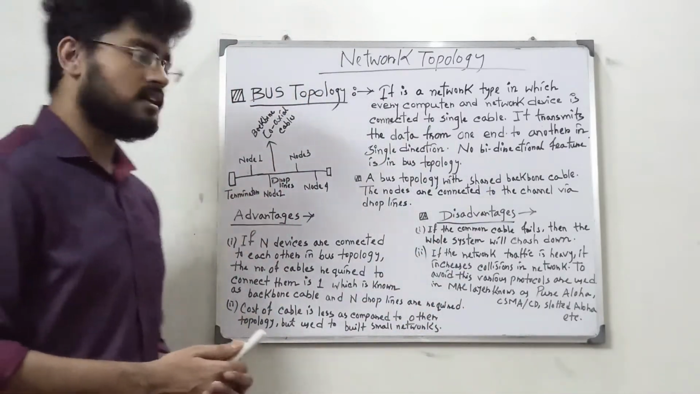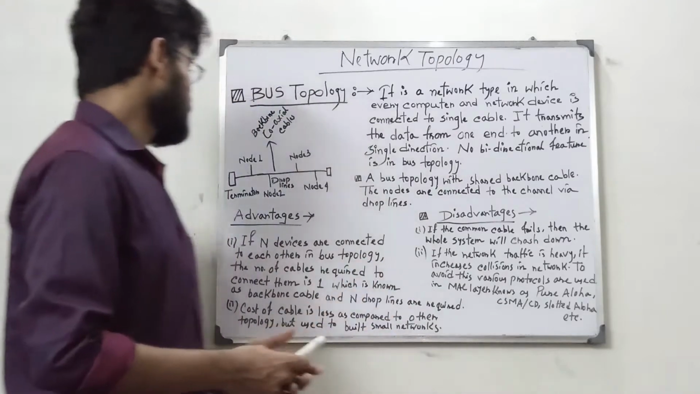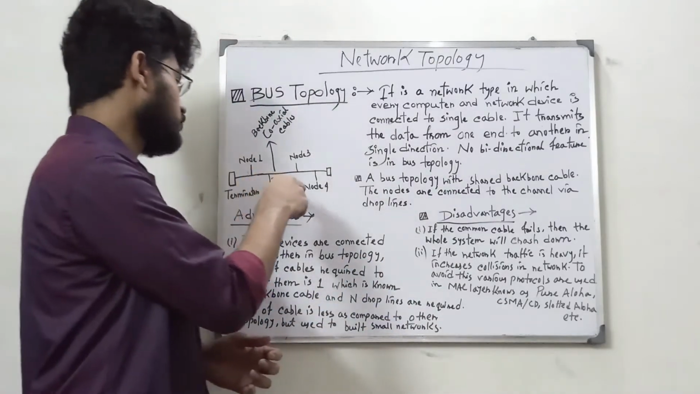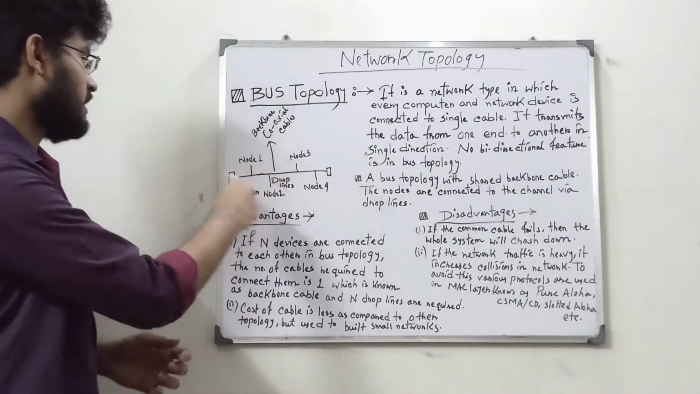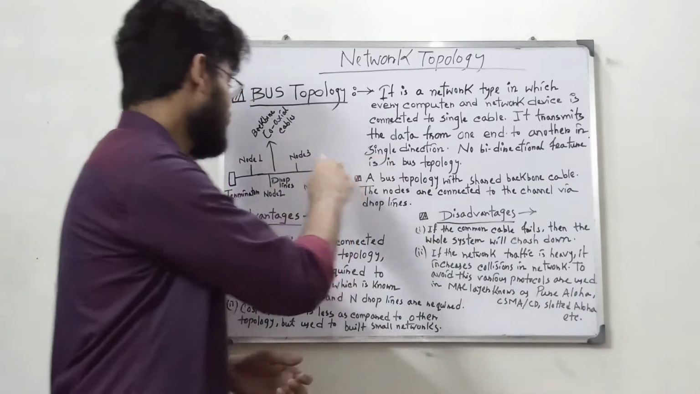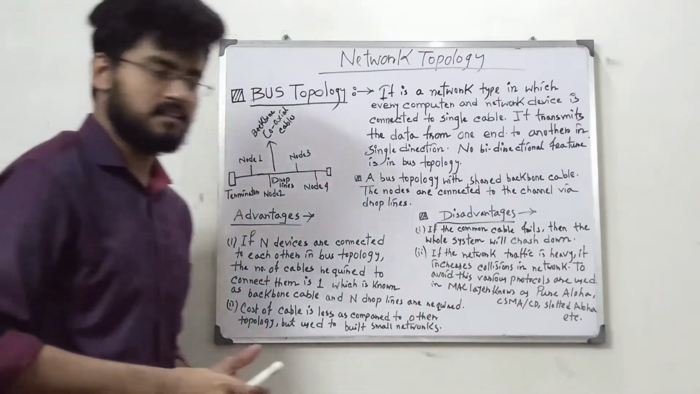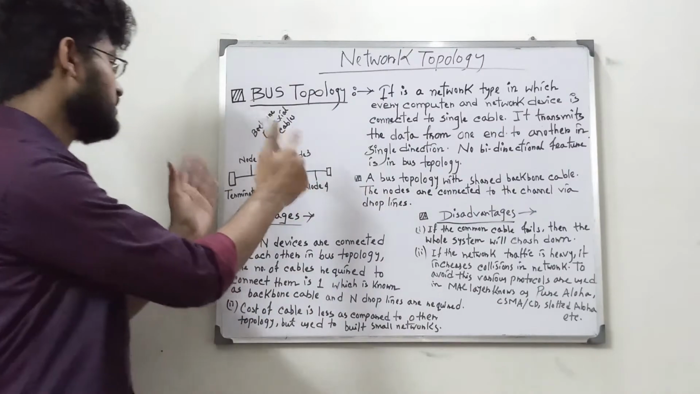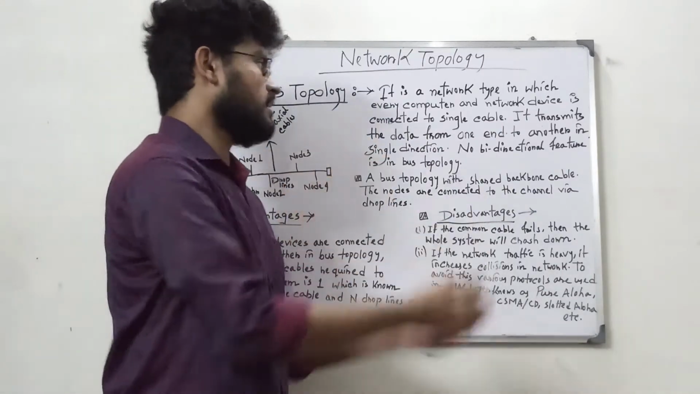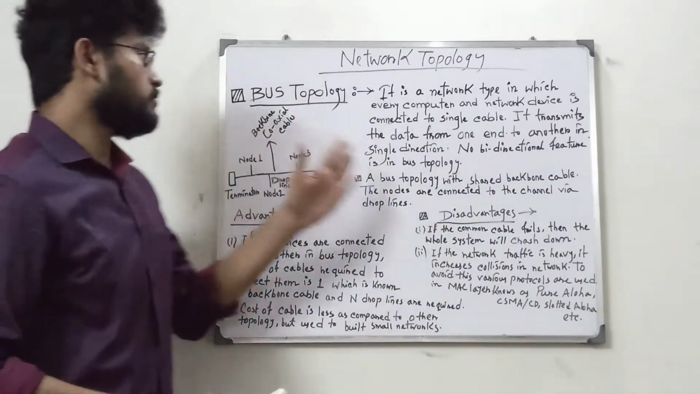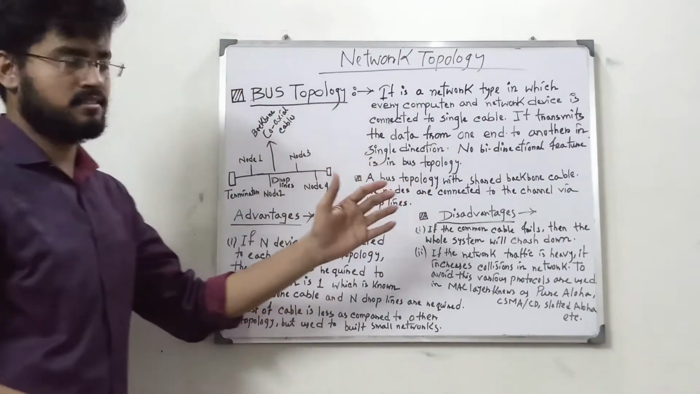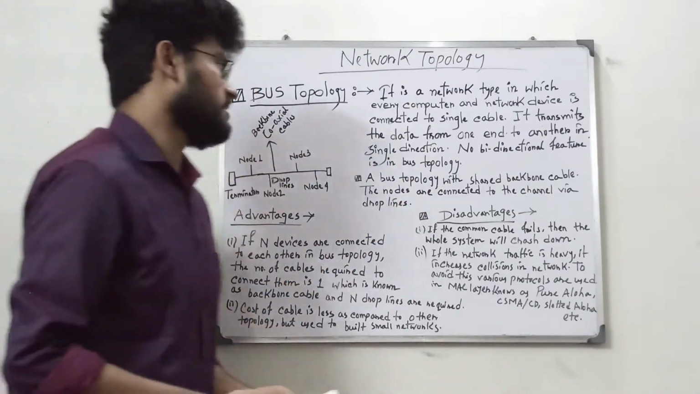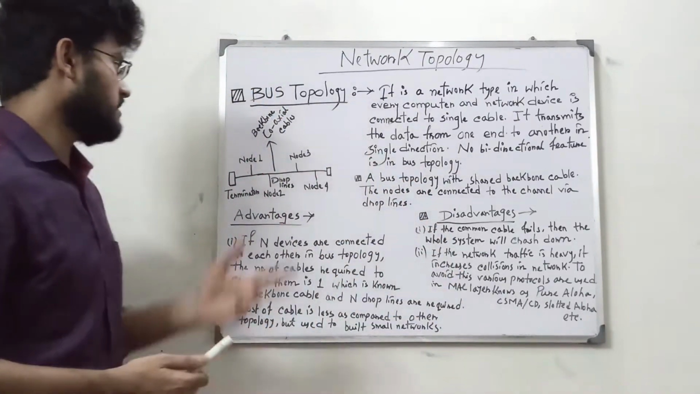We see in the diagram of bus topology that here every node, node 1, node 2, node 3, node 4, is connected to a single cable, and the cable is known as the backbone coaxial cable. Every device is connected to a single cable, and the information transmits from one end to the other end in only a single direction. No bidirectional flow will be there.